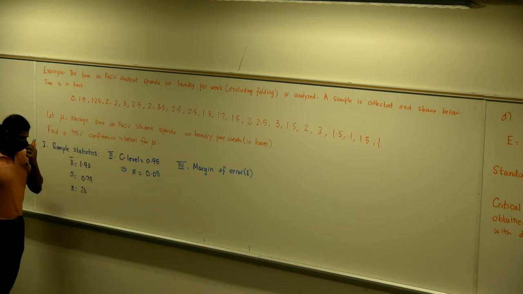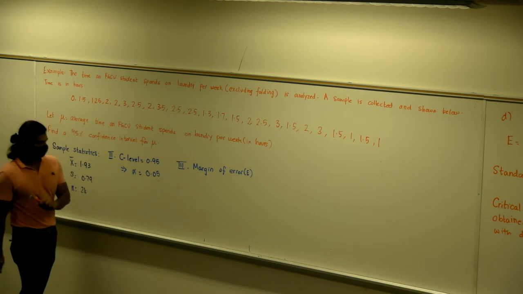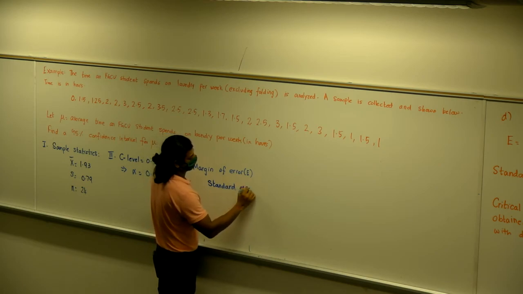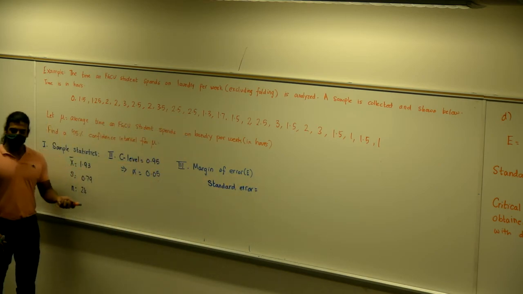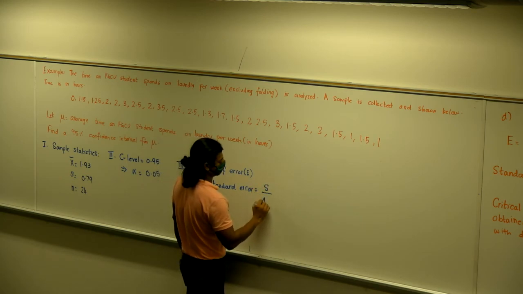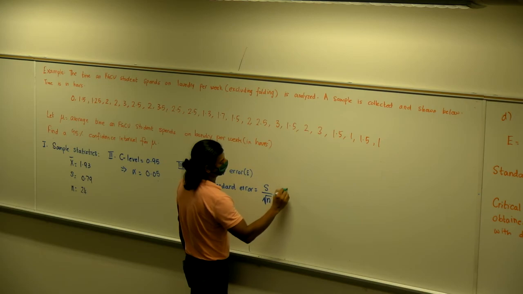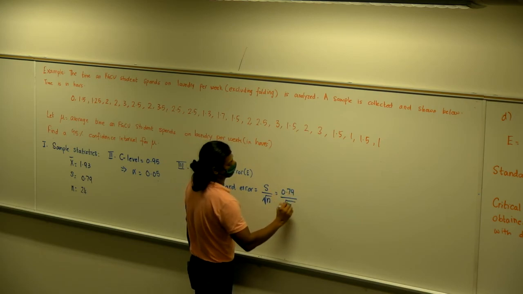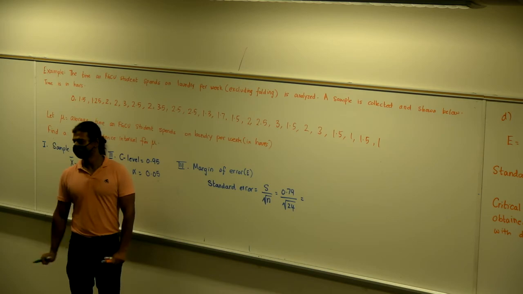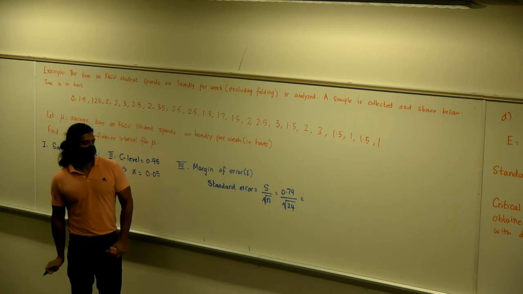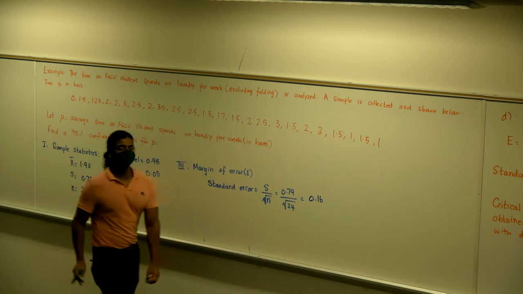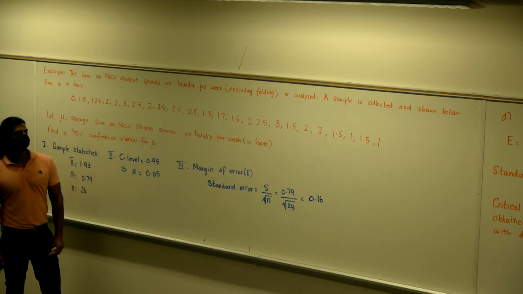The margin of error is always a product of two things. One is the standard error, which is given by the formula s divided by square root of n. It's 0.1415, rounds to 0.161, so exactly.